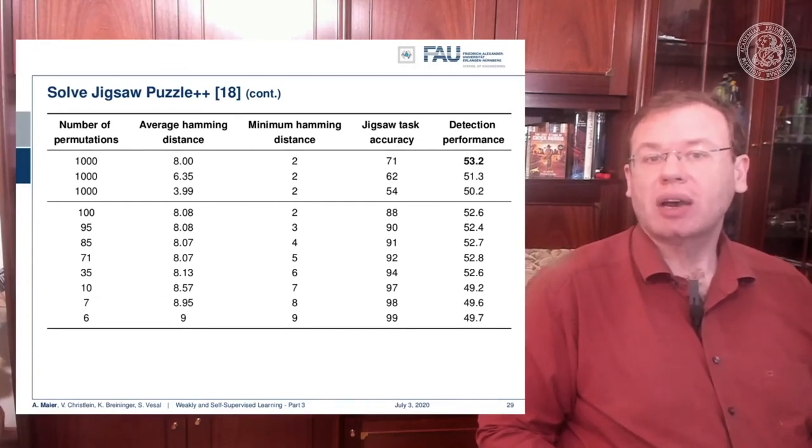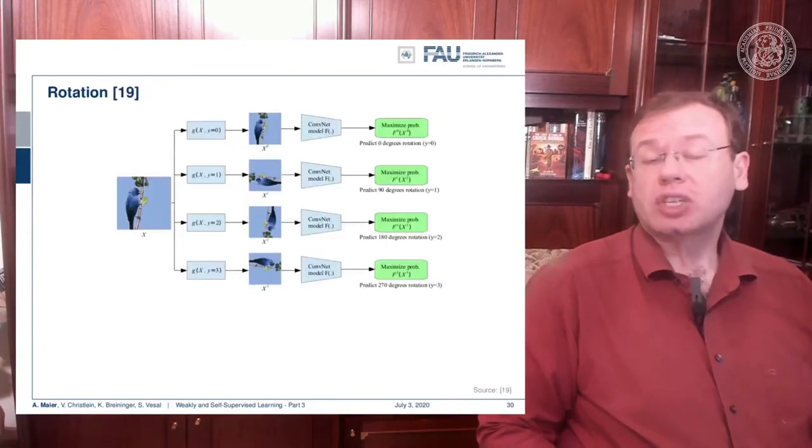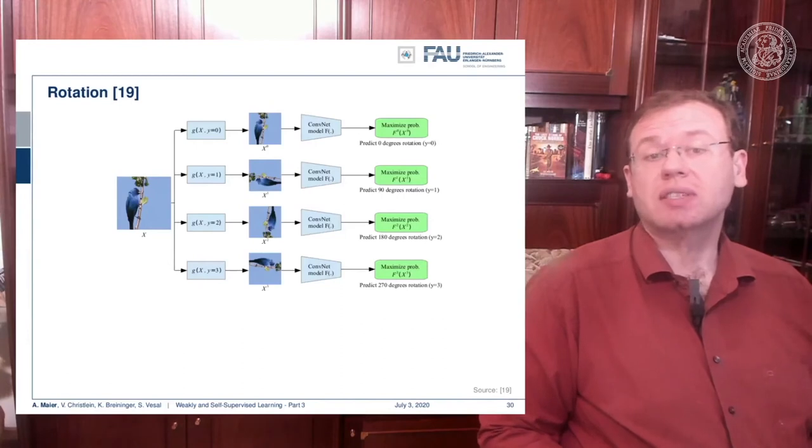So if you have a too low average Hamming distance, the jigsaw task accuracy is not very high. And if you get an increase in the jigsaw task accuracy, there's a very high likelihood that this high accuracy will also carry over to the actual task of interest. So here it is detection. And with a high jigsaw task accuracy, you also build a better detector. Well, which other ideas could we be interested in? Of course, you can do similar things with rotation. Then you try to predict the correct rotation of the image. And this is also a very cheap label that you can generate.